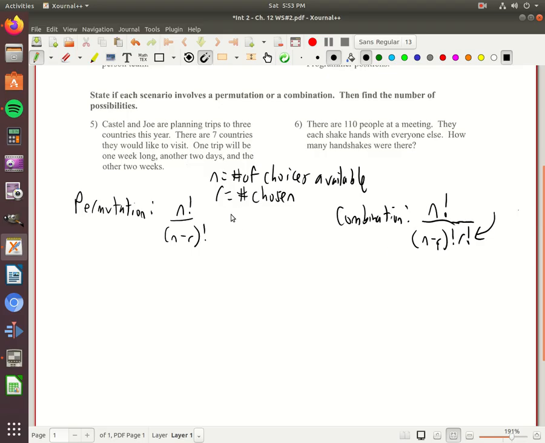So if I look at a problem like number 5, it says Castle and Joe are planning trips to 3 countries this year. There's 7 countries they would like to visit.